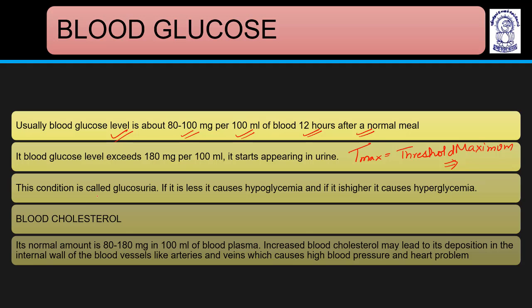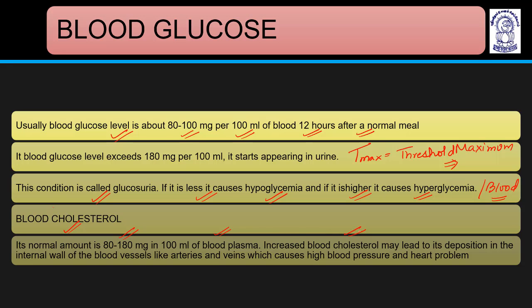The appearance of glucose in urine is known as what? Glycosuria. If blood sugar is less, it causes hypoglycemia, and if it is higher, it causes hyperglycemia. If the sugar level in blood is less than 80, then it is hypoglycemia. Normal is 80 to 100, and if it is more, then it is known as what? Hyperglycemia.